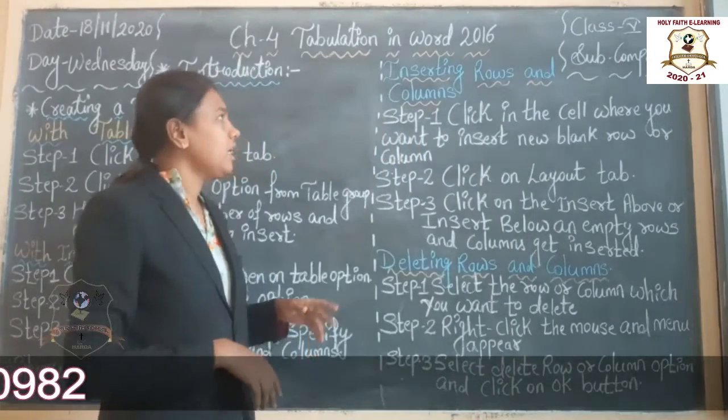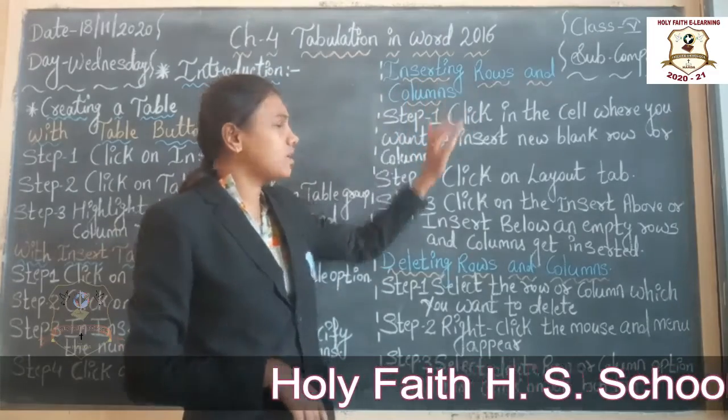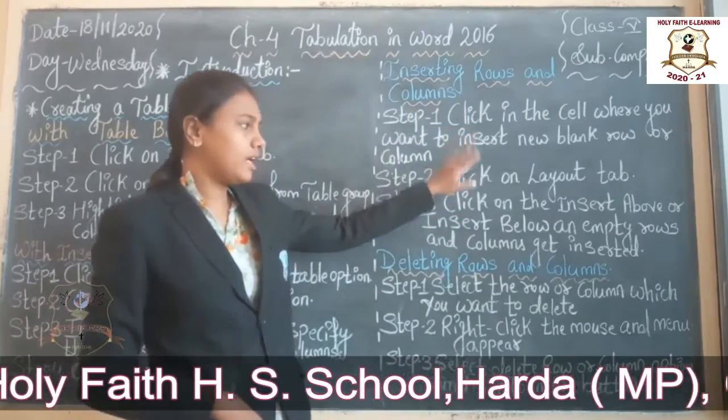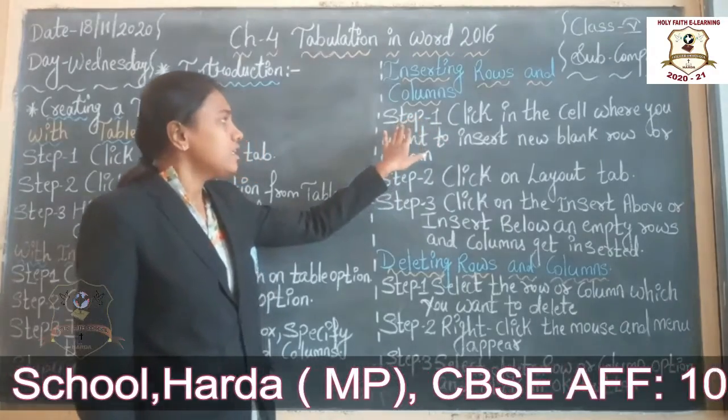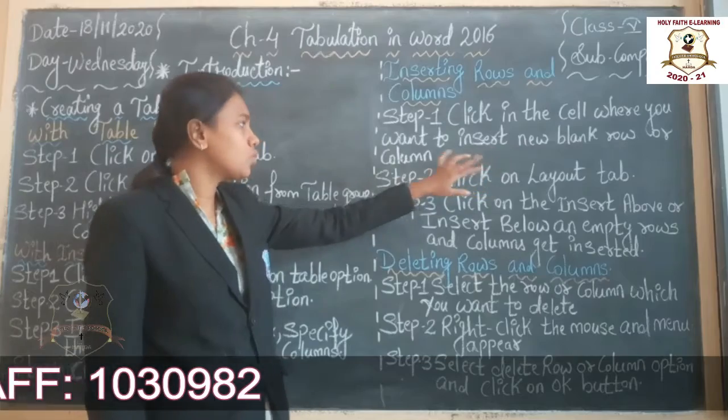Now let's see how to insert rows and columns. For inserting rows and columns, a few steps are there. See, step 1, click on the cell where you want to insert new blank rows or columns.